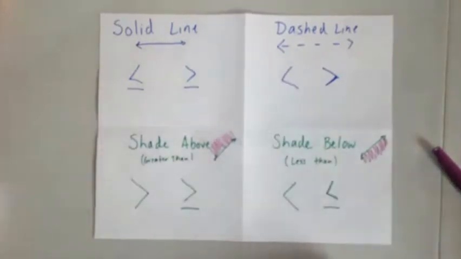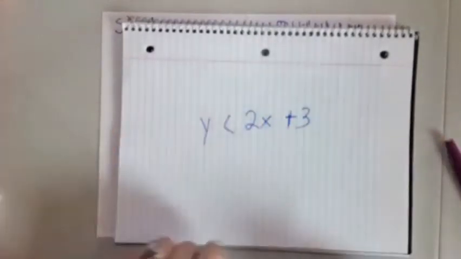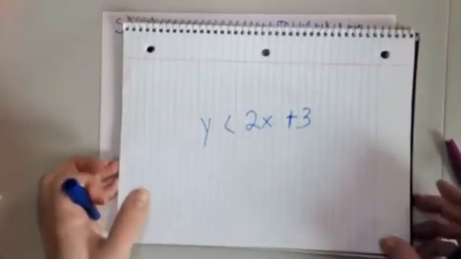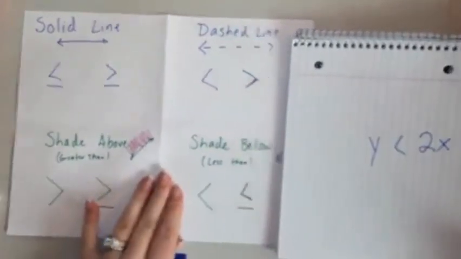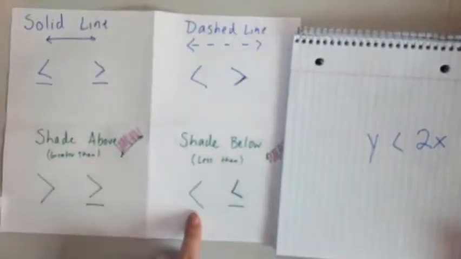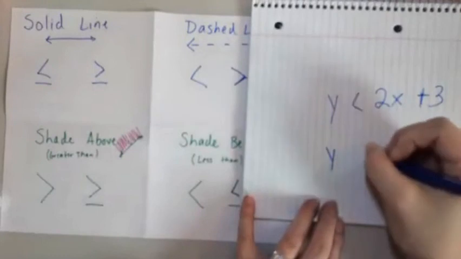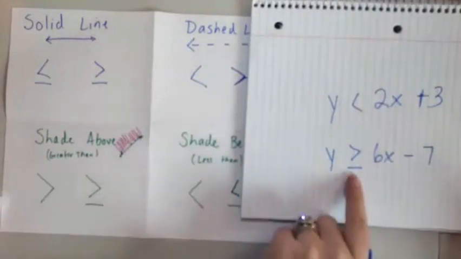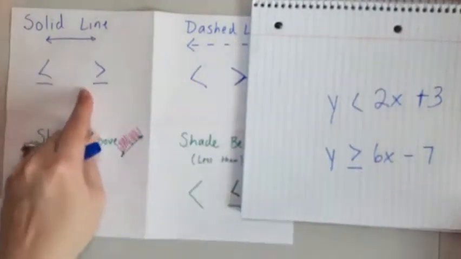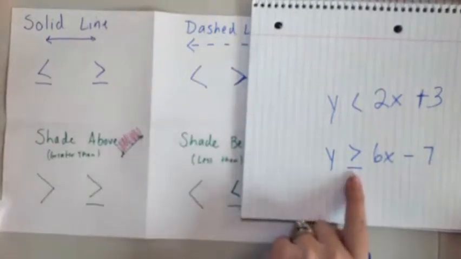So in the future, you're going to be asked questions like this. If you took the line, y is less than 2x plus 3, do you shade above or below? Well, if I look at my chart, since it says less than, that would be shading below, and I would use a dashed line. Let's try another one. y is greater than or equal to 6x minus 7. This one, I would use a solid line, since it's got the or equal to, and I would shade above since it's greater than.